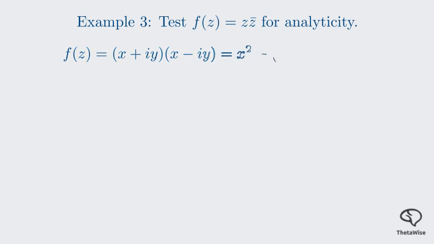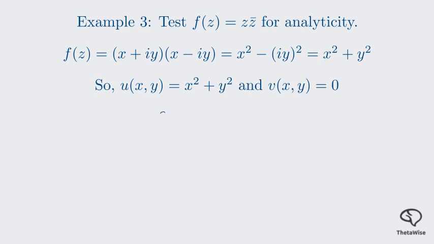Using the difference of squares formula, this is x squared minus i y squared, which is x squared plus y squared. This is the magnitude squared of z. The real part u is x squared plus y squared, and the imaginary part v is 0. Now we take the partial derivatives. Ux is 2x, uy is 2y, and vx is 0.